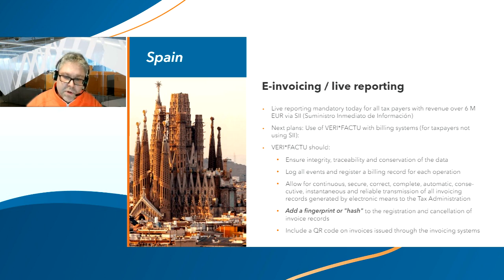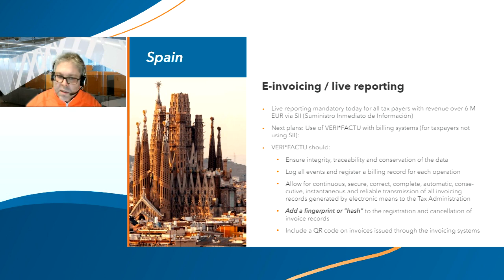So what does Verifactu aim to achieve? First, it ensures the integrity, traceability, conservation and archiving of invoice data. It will log all events and register a billing record for every transaction. The system will enable continuous, secure, accurate, and instantaneous reporting of all electronic invoice records directly to the tax administration. A crucial security feature in Spain is the addition of a fingerprint or a hash, which will be used for both the registration and cancellation of invoices. Finally, invoices generated through these systems will include a QR code, enhancing transparency and compliance. With these changes, Spain is taking a really significant step towards a fully digitized and secure tax reporting system.